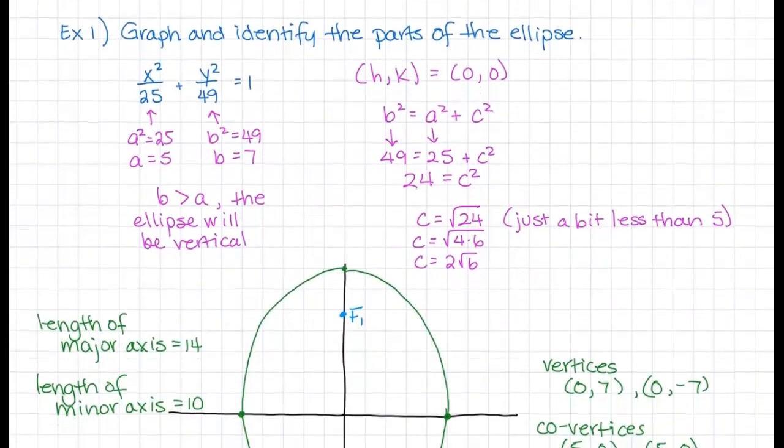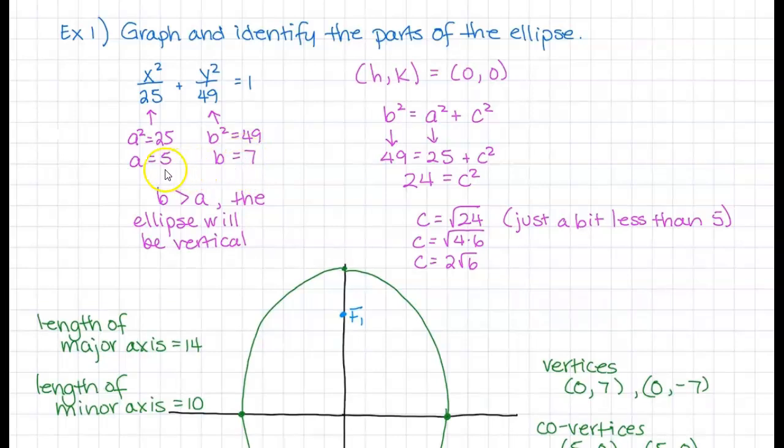So first thing is, there is no x plus or minus something or y plus or minus something, so we know that h, k is going to be at 0, 0. We can also see that a, remember a is the horizontal distance, it's always the denominator of x, and so a squared is 25, so a must be 5. b squared, which is the vertical distance from the center, that's going to be 49, so b must be 7.